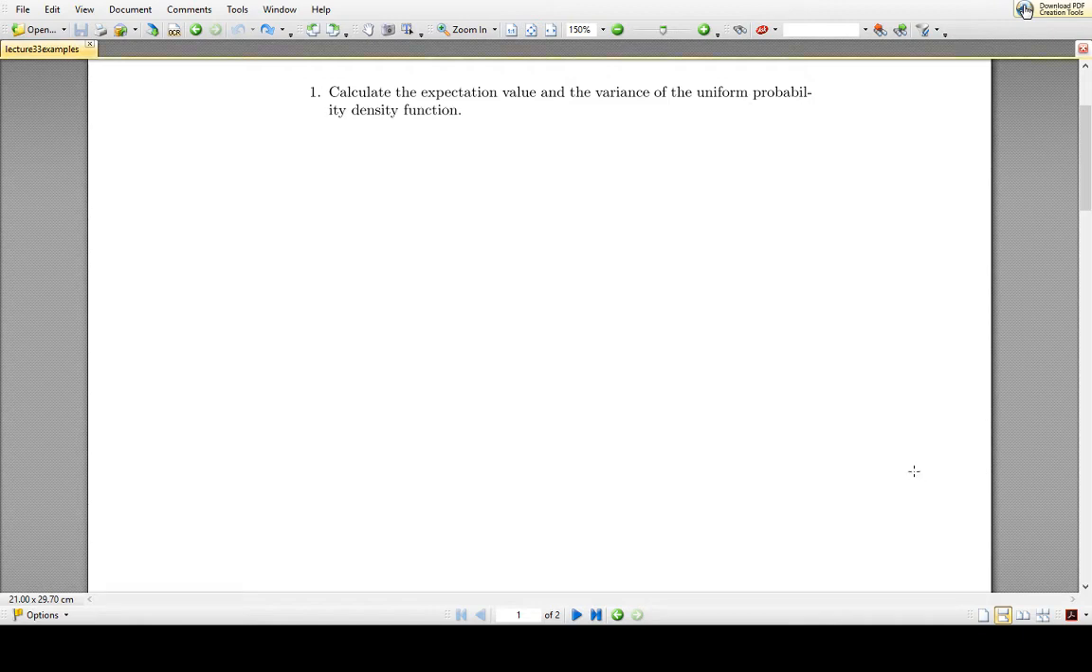In this question, we're going to calculate the expectation value and the variance of the uniform probability density function. Just to remind you what it is, the function f of x is equal to 1 over b minus a as long as the variable lands between a and b, and it's 0 otherwise. So this is just a standard uniform probability density function.